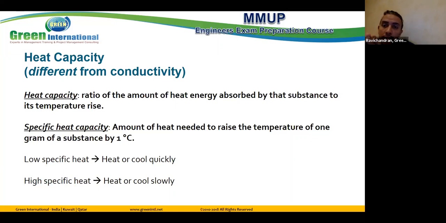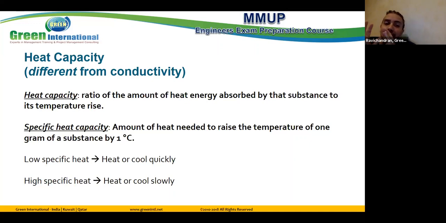High conductivity means the efficiency of heat transfer is high. But that does not talk about the rate of heat transfer. A highly conductive material does not by default mean it is going to heat up quickly. It's totally different: being a good conductor is different from the response to heat transfer. What's the meaning of that? The response to heat transfer is controlled by another factor called heat capacity.